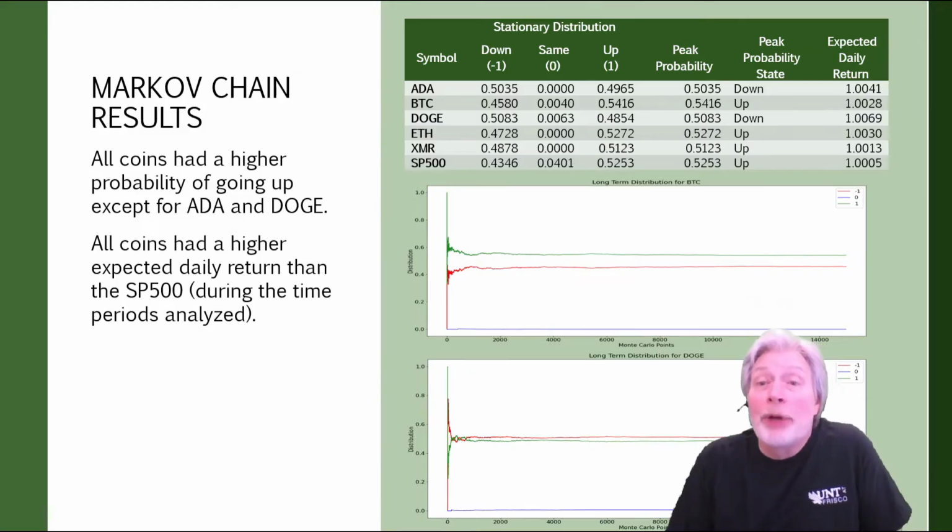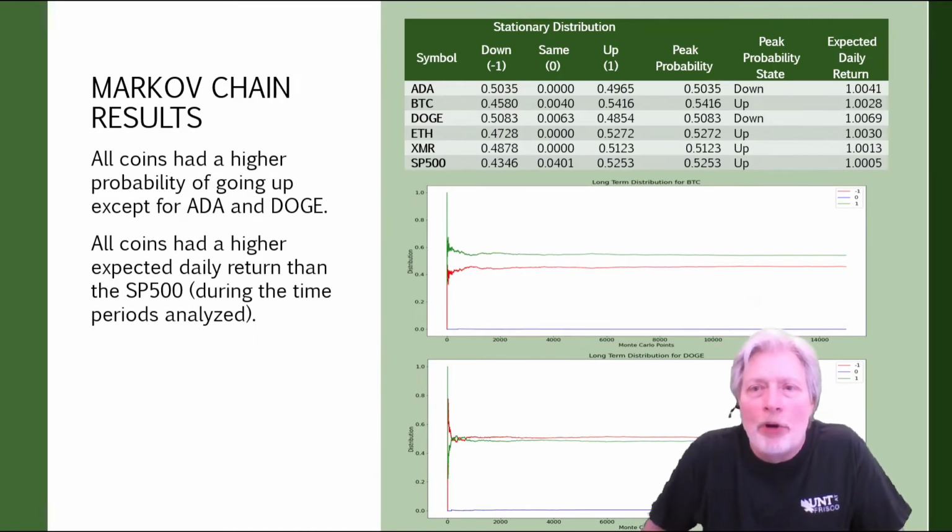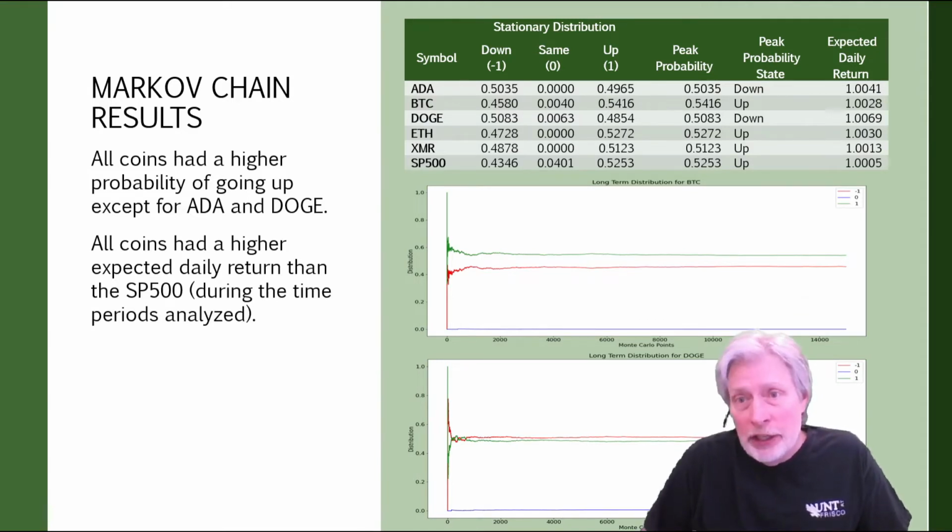Of course, I did that for every coin and the stock market index. As can be seen in the table, all the coins had a higher probability of going up, except for Cardano and Dogecoin. And all the coins had a higher expected daily return than the S&P 500 during the time periods analyzed. That is an important caveat to emphasize.